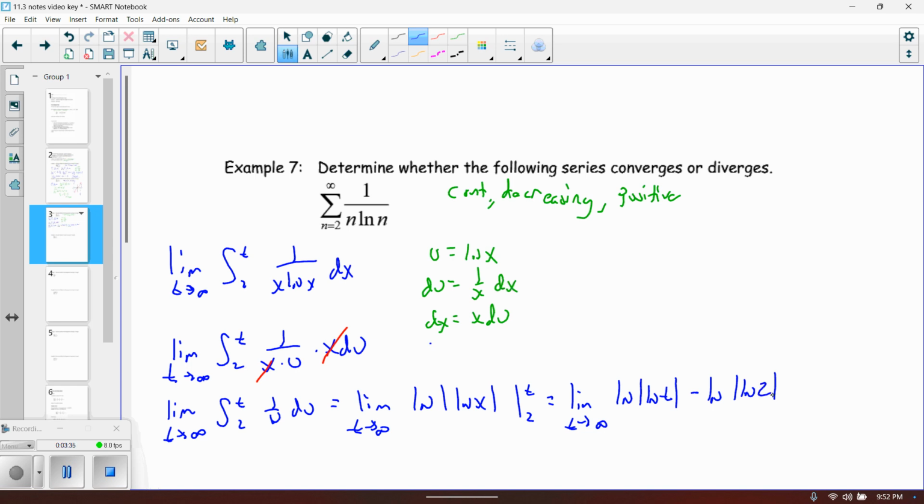So natural log of 2 is just some kind of a positive number, don't know exactly what it is. Then if you take the natural log of that, once again, this part over here is finite, so there's no problem there. But substituting infinity in for t gives you the natural log of infinity, which is infinite. Then you'll take the natural log of infinity again, and that's just going to give you an infinite value minus some kind of a finite number. So this one goes off to infinity, which means this is divergent.